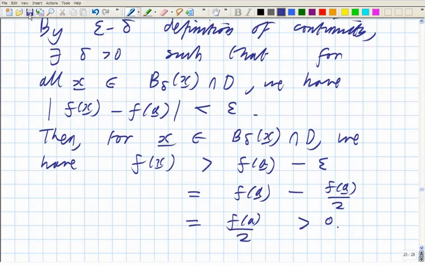So actually, we did better than stay positive. We actually stayed at least half as big as f of a was throughout that open ball intersected with D. And so we finished. Nearby, you're still positive.